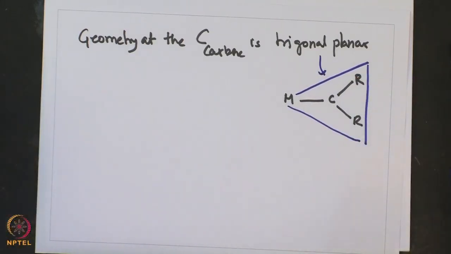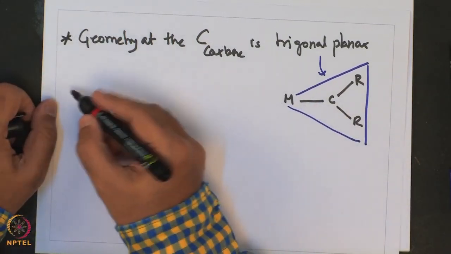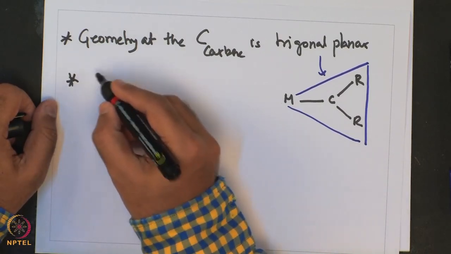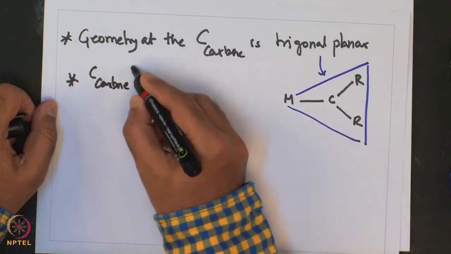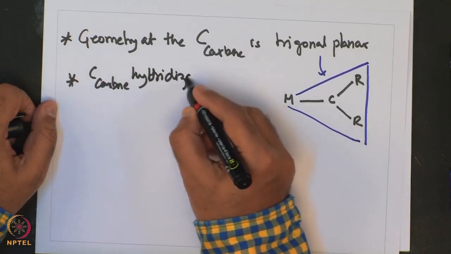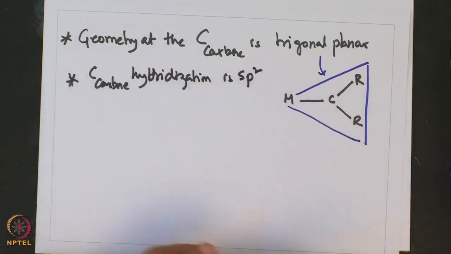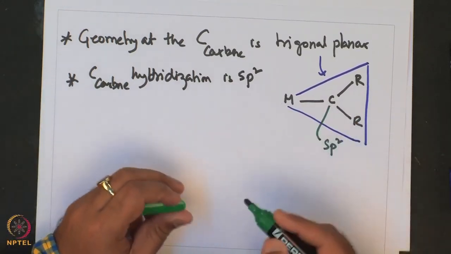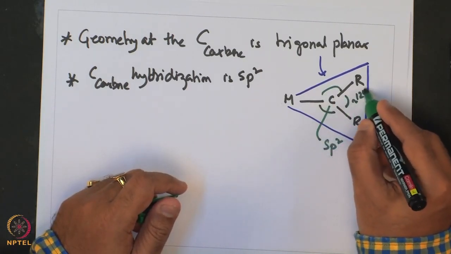Also, from the metrical data, what one establishes is that the hybridization of carbon is approximately sp2. The carbene hybridization is sp2 type. So that means that this carbenic center is sp2, and these bond angles are about 120 degrees.